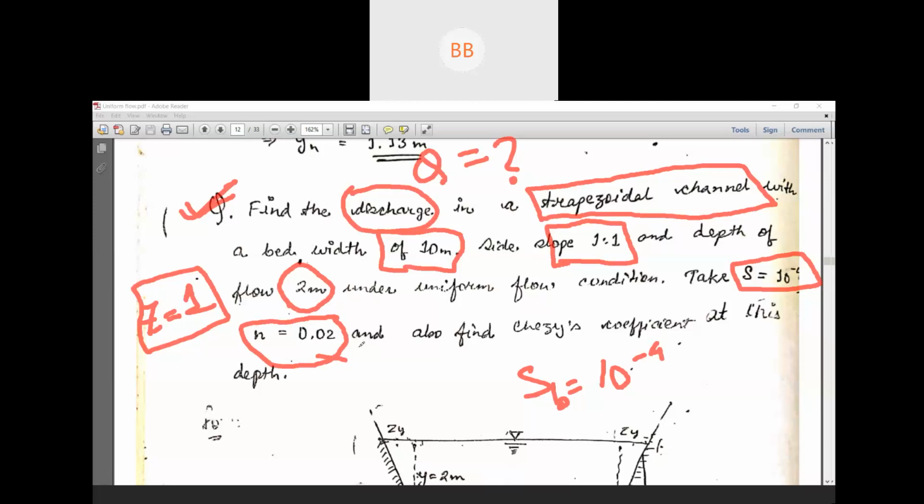So in this question we have two parts. One, using this Manning's equation, we have to find out the discharge of a trapezoidal channel whose bottom width is 10 meter, side slope is 1 is to 1, depth of flow is 2 meter, and the longitudinal slope, or you can say bed slope, is 10 to the power minus 4. The second part is we have to find the Chezy's coefficient for the same channel. I think we have already discussed the relationship between Chezy's constant and Manning's equation. I have given one equation to you. We are going to use that same equation to find out the Chezy's constant.